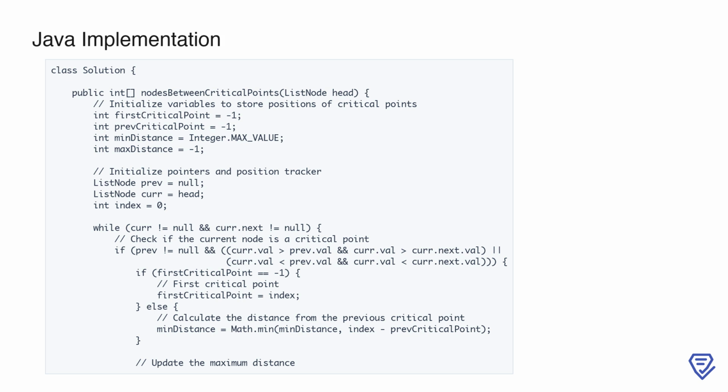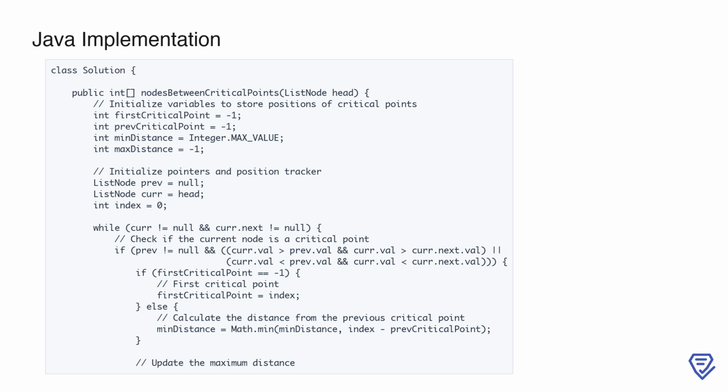We also define min distance to track the smallest distance between any 2 critical points and set it to Integer.MAX_VALUE as a starting value. Similarly, max distance is initialized to -1 to store the maximum distance. Next, we set up pointers: previous to track the previous node, cur for the current node, and index to keep track of the position as we traverse the list. The while loop then begins, and it ensures that we stop when we reach the end of the list or when there are no more nodes to compare.